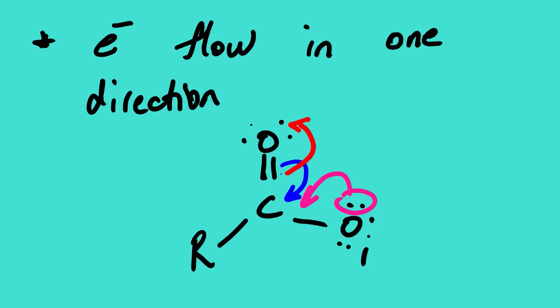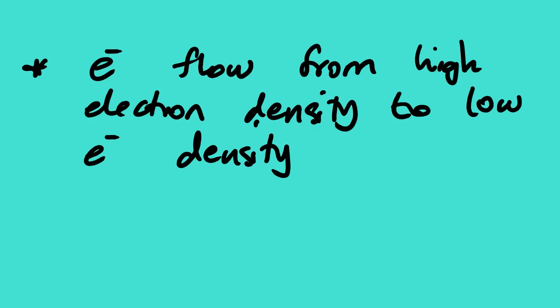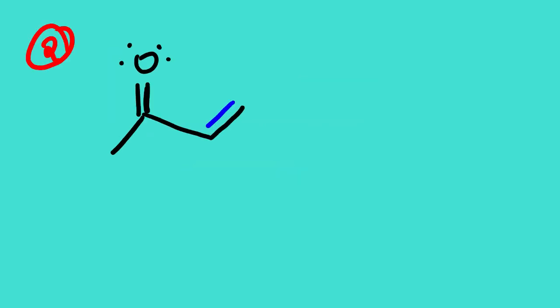Let us look at the next rule. Electrons normally flow from high electron density to low electron density. Now this rule, we are actually going to see it or speak about it in detail when we look at different examples. Now let us look at examples. Let us find a resonance structure for this.